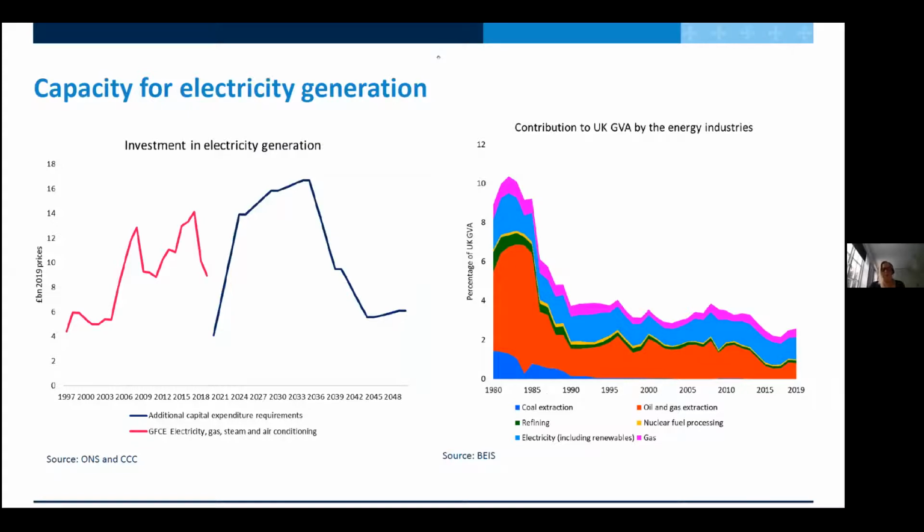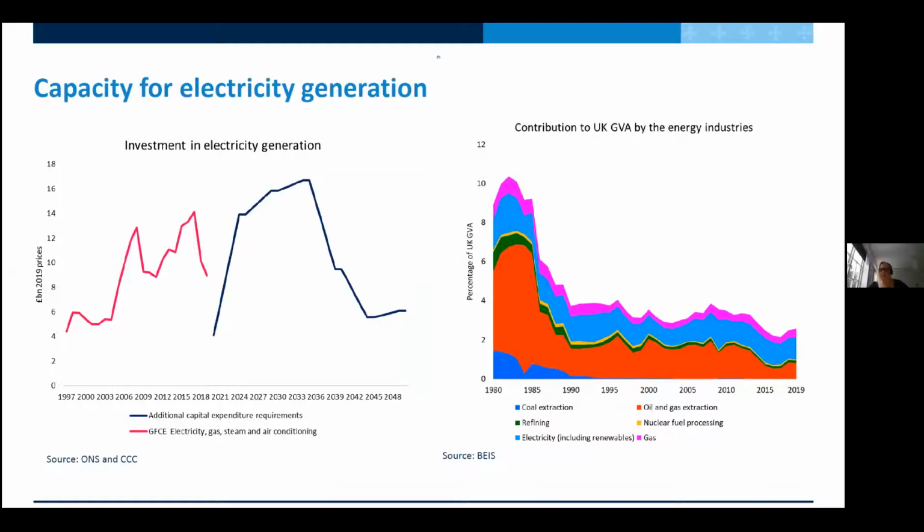So how can this be achieved? With, as we saw before from John, large additional investment in electricity generation, which the Climate Change Committee has estimated will be needed. This is shown in the blue line on the left-hand side chart. This is higher than historical gross investment of the whole electricity and gas sector, shown in the pink line.